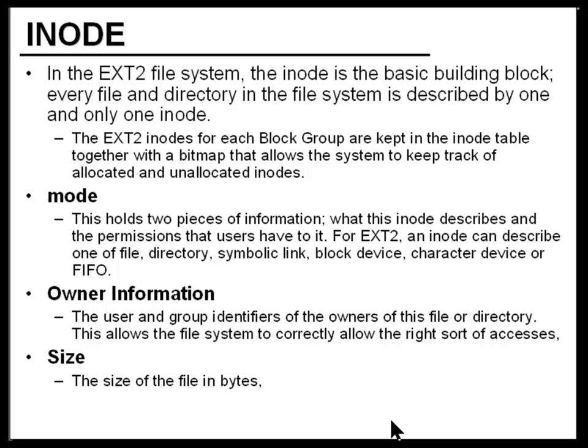So specifically, what an inode contains. The inode is the basic building block of the file system. Every file and directory in the file system is described by one and only one inode. So the ext inodes for each block group are kept in the inode table together with a bitmap that allows the system to keep track of the allocated and unallocated files, and just see simply all the information about them.